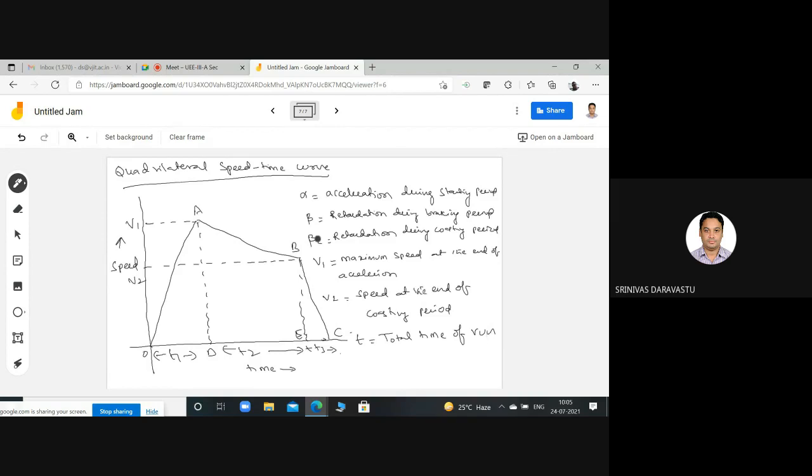Now this one looks like a triangle. What is this one? It looks like a, what is this one? Tell me, anybody.